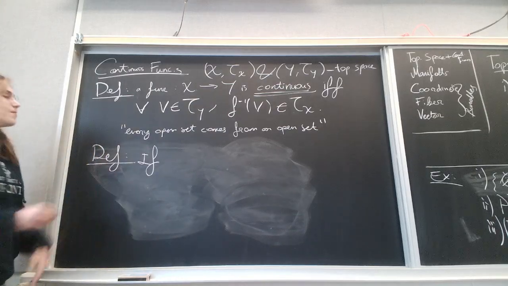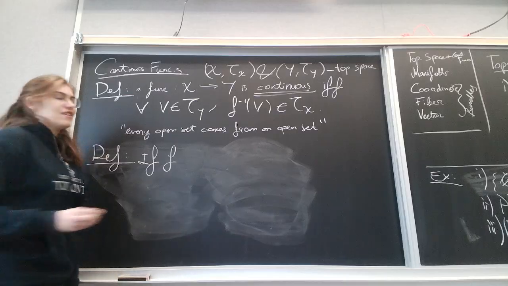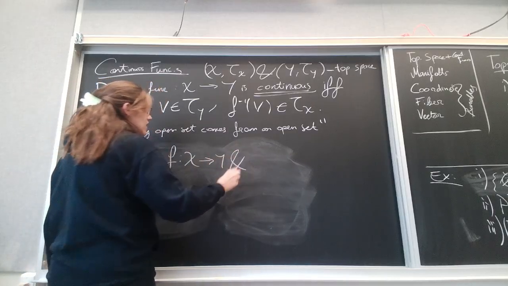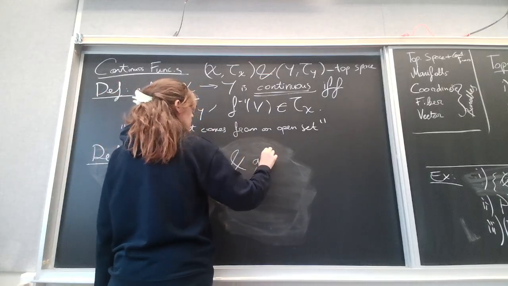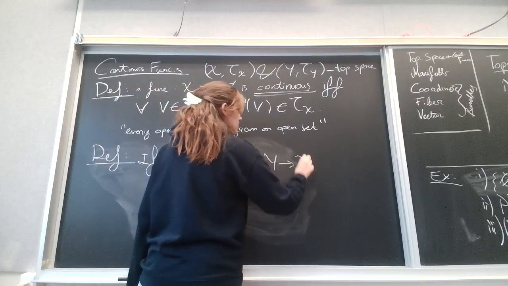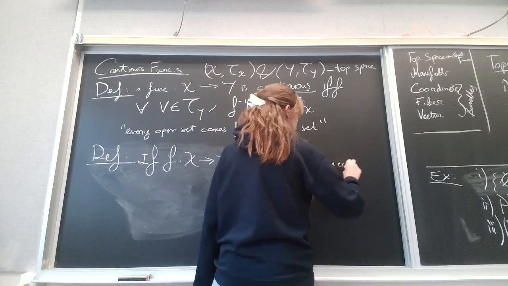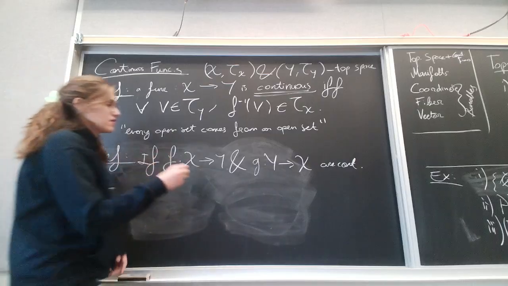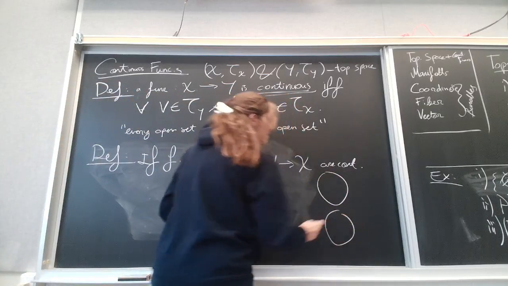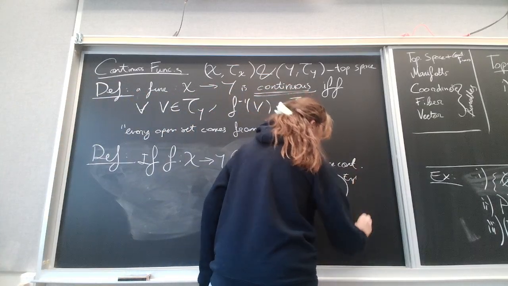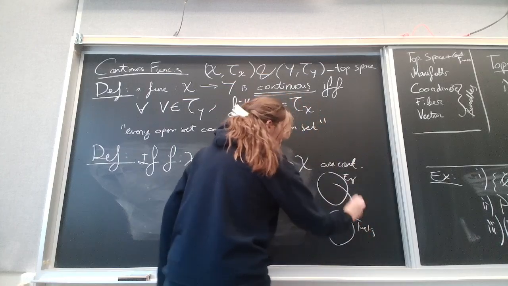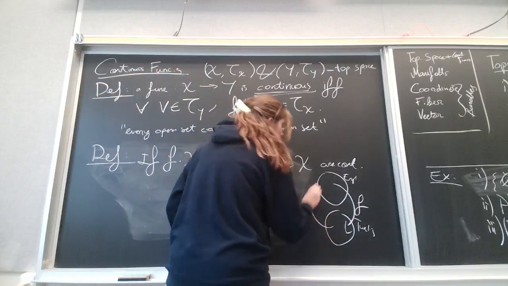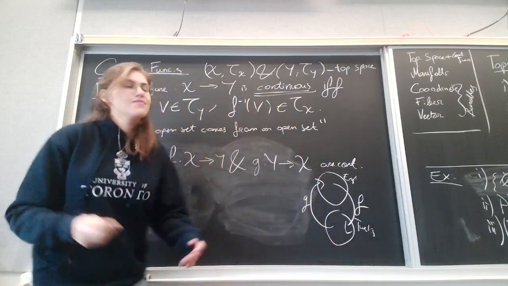Okay, so definition. If f from X to Y and g from Y to X are continuous, think of two dictionaries. One is English to Turkish, and the other is Turkish to English. F is translating from English to Turkish, and G is translating from Turkish to English.